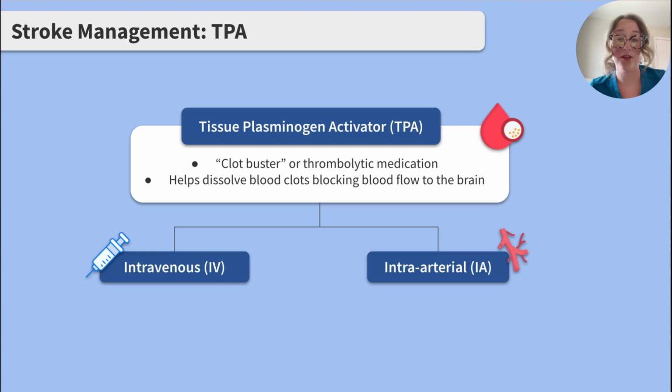TPA can be administered via IV, or intravenously, or IA, intraarterially. The most common form of TPA used in stroke management is alteplase, and it is administered via IV. It is typically given with an initial bolus of about 10% of the total dosage, and the remainder is infused over 1 hour. TPA administered through IA is not as common, but it allows the medication to be administered directly into the artery where the clot is located.